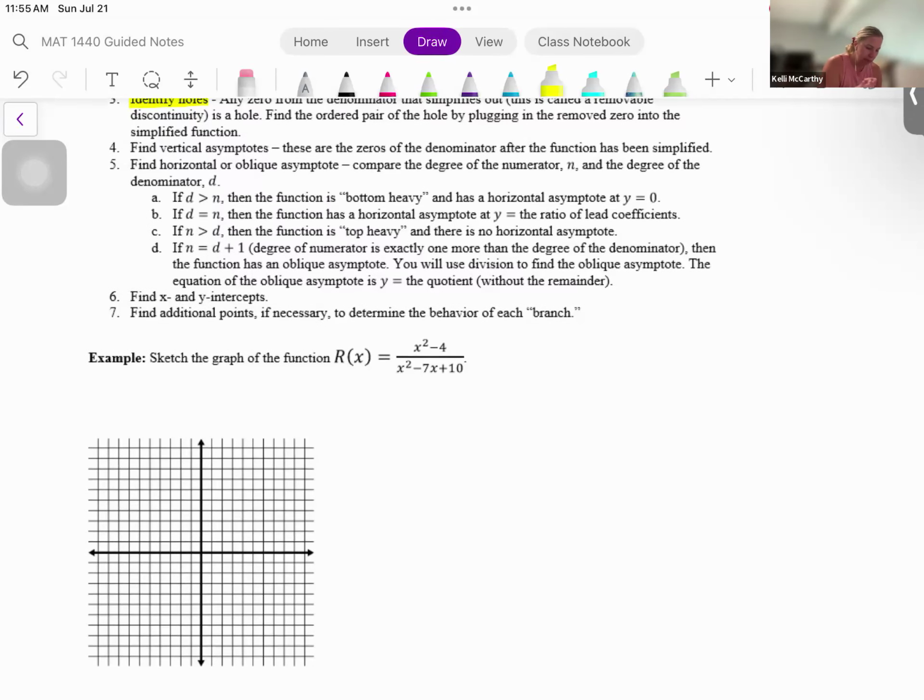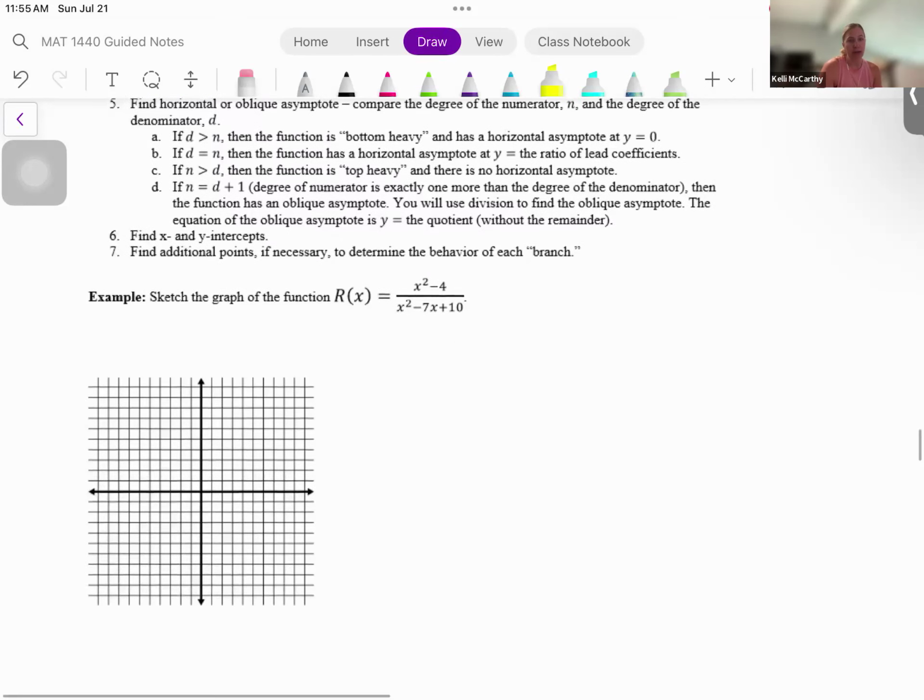Once you've determined all of the asymptotes, you'll find the x and the y intercepts. And then you might have to find some additional points if necessary to determine the behavior of each branch, being each part of the graph that's separated by vertical asymptotes.